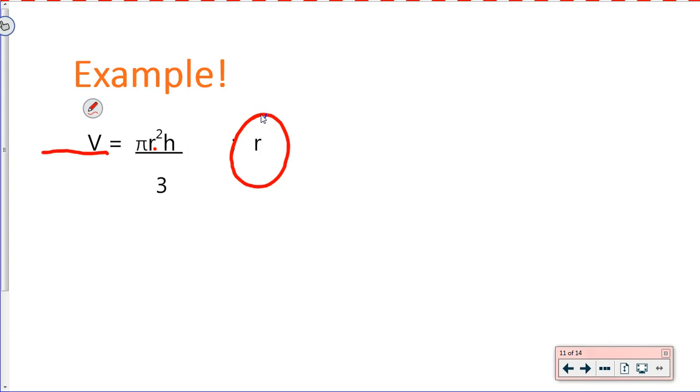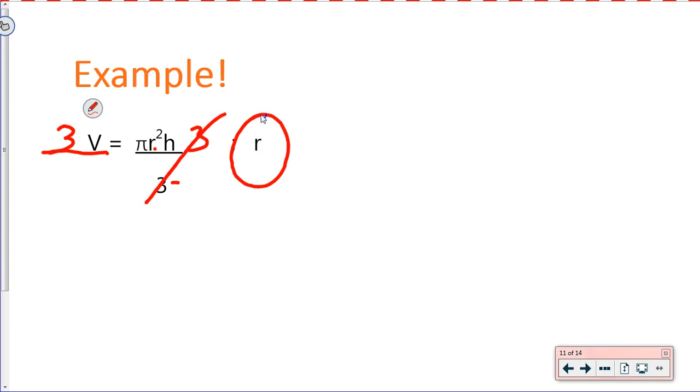If there's a 3 on the bottom, how do I get rid of a 3 on the bottom? I would put a 3 on the top. Now, this is a divide by 3, so putting a 3 on top says multiply by 3. That is the opposite operation. But if I do it to one side, I better do it to the other.